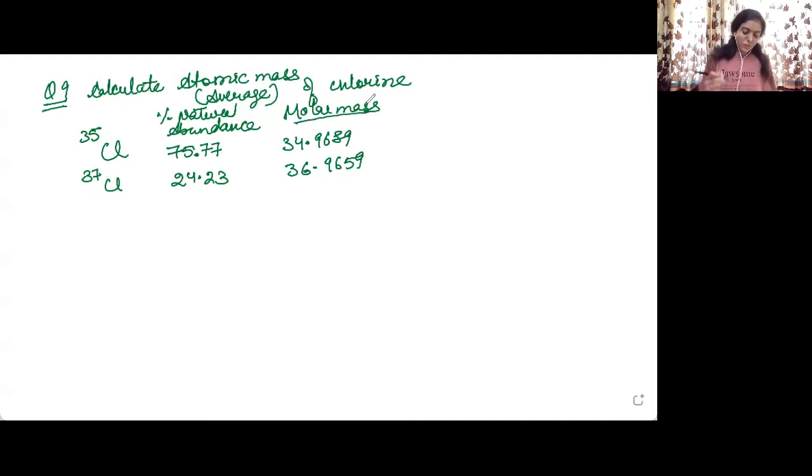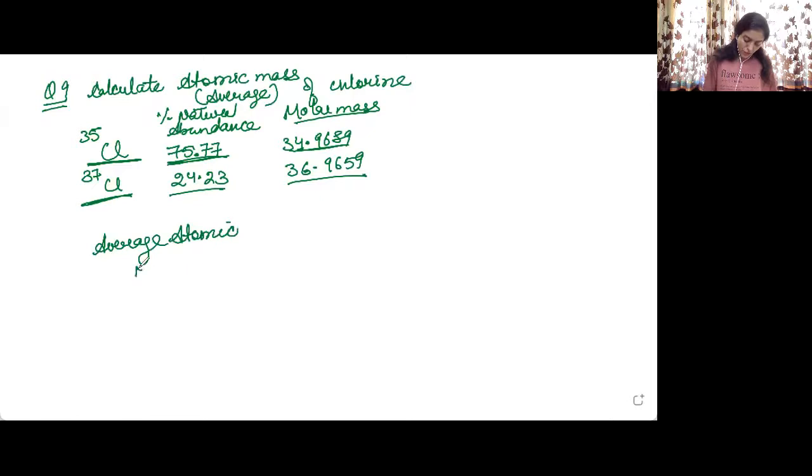Now, molar mass, when it is given for an atom, it means it is the atomic mass. So we have been actually given the atomic mass of this and this. The exact values have been given, and their percentage of availability, in what percentage they occur in nature, that has been given. And using this information, we need to find out the average atomic mass. So the average atomic mass will be equal to natural abundance of chlorine 35.